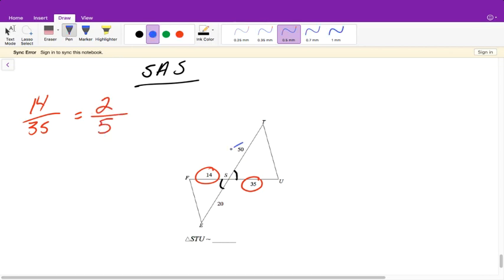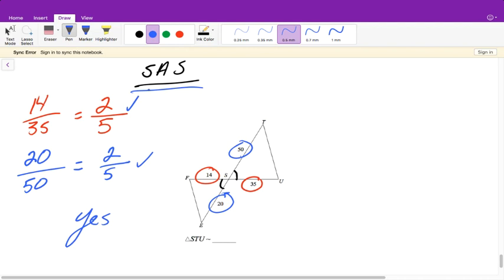Then I know that this is larger than 20, so they had to correspond as well. So remember, I put the smaller number on top, so 50 is the largest number, 20 is the largest number, so they corresponded. And then I need to put the smallest one on top. This reduces to 2 over 5 as well. And the angle in between them was congruent. So yes, it is through side angle side.